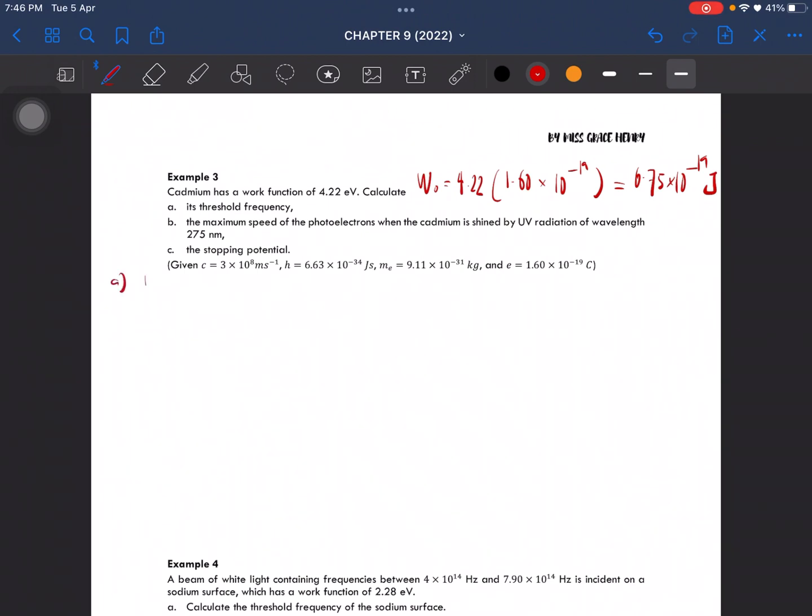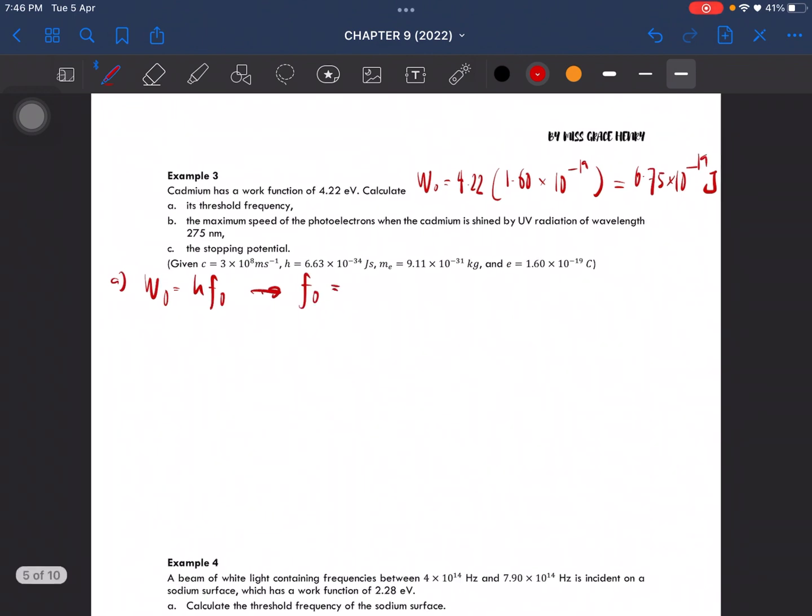Now we are going to use this equation. From here, you will get the threshold frequency to be equal to 1.02 times 10 to the power 15 hertz. Okay?